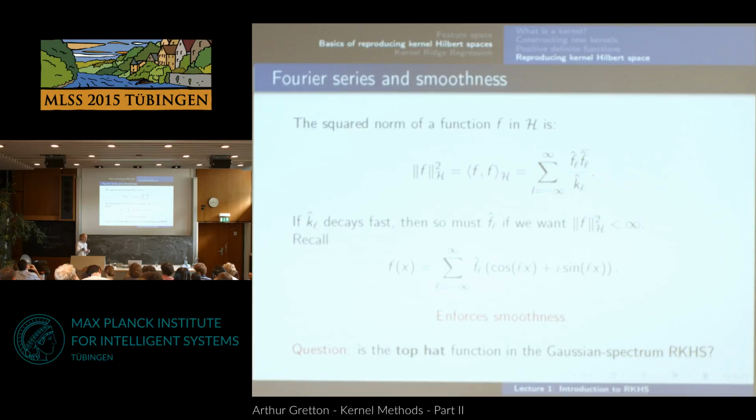I think Neil Lawrence might have hinted a bit at that as well with his Matern family of kernels. Whereas using a Gaussian type kernel, this thing here increases very fast, exponentially with l. So there you're penalizing high frequencies very severely, and you get very smooth functions coming out.